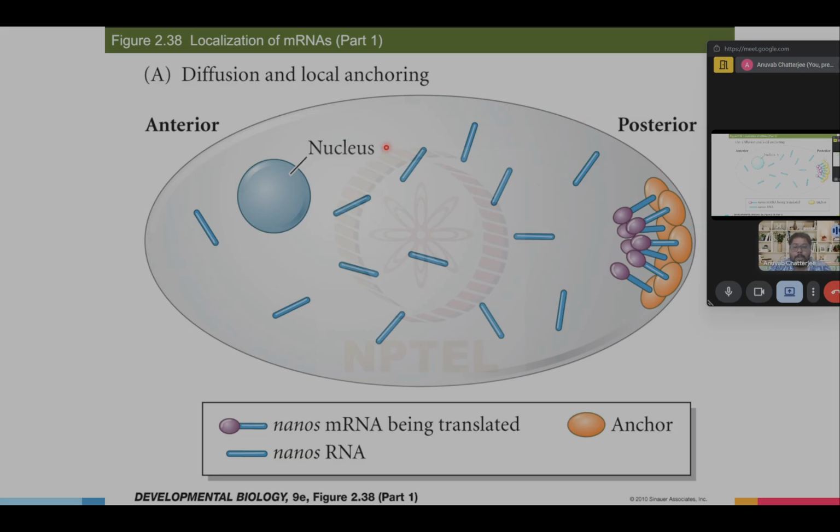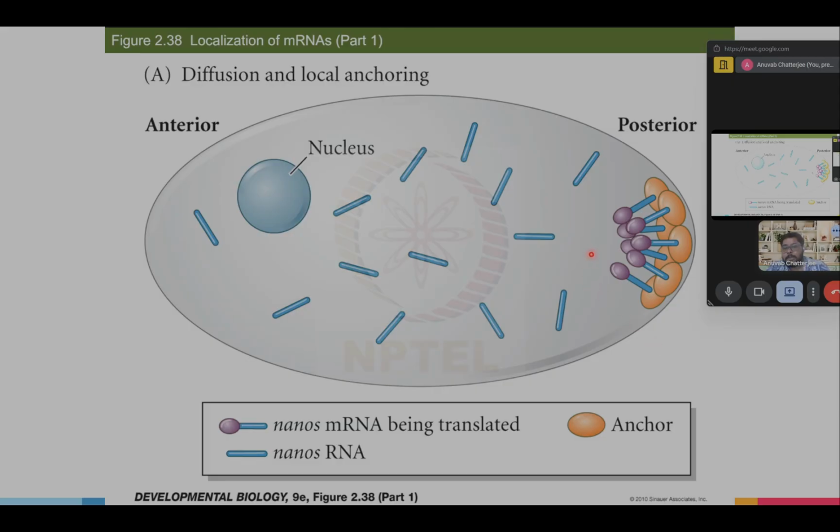Only the posteriorly present nanos will be translated. Every other RNA molecule of nanos will never be translated, and that is why we have a gradient being set up from the posterior to the anterior of nanos, and nanos in turn determines which side will be posterior. So this is how the entire symmetry breaking and posteriorization of the embryo works.